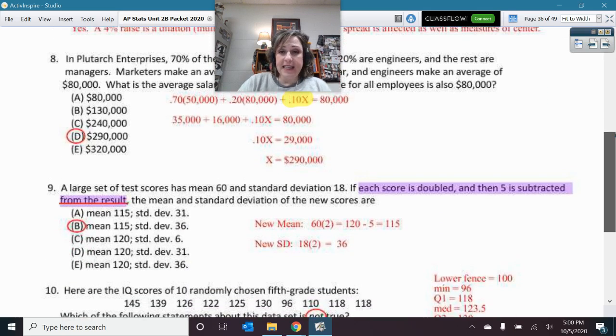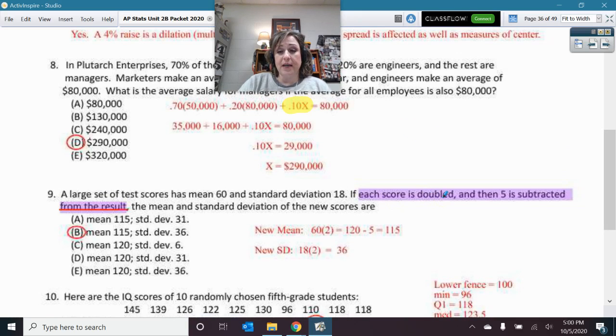All right, and then here, each score is doubled. That's times 2, and then 5 is subtracted from that result. So you are multiplying first and then subtracting. So again, the new standard deviation is not affected by the subtracting 5.